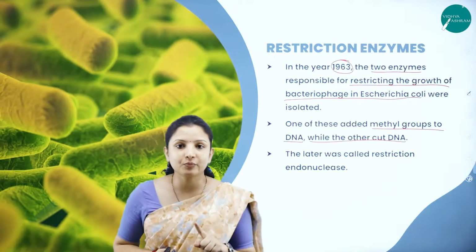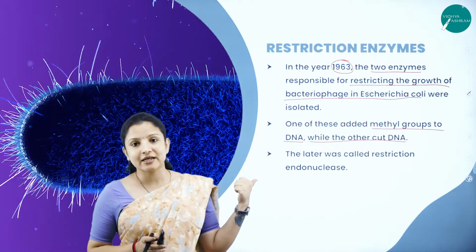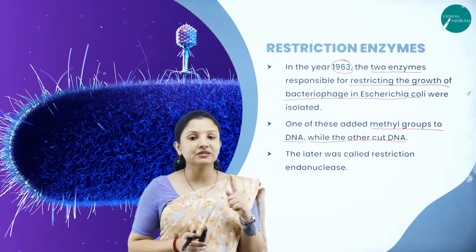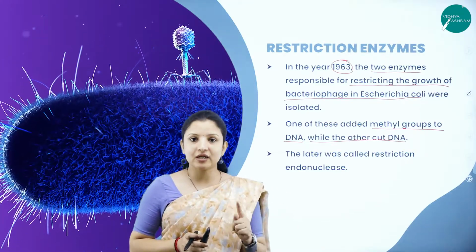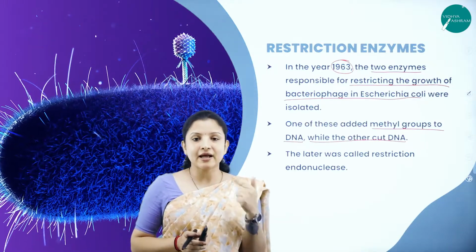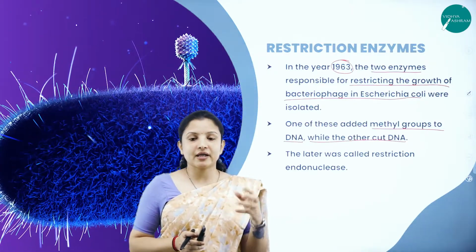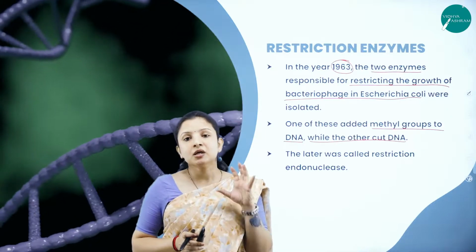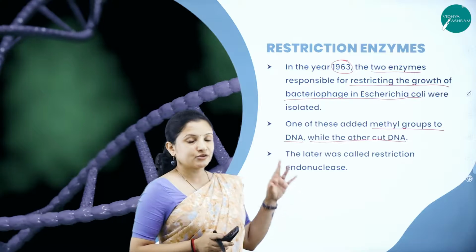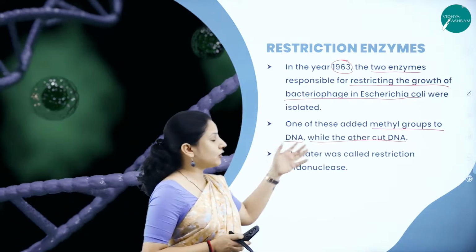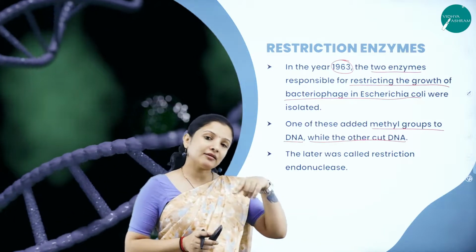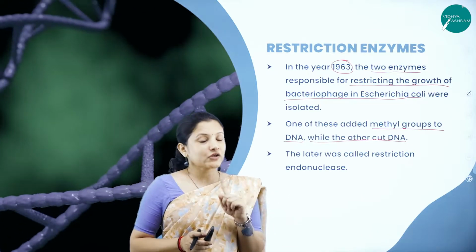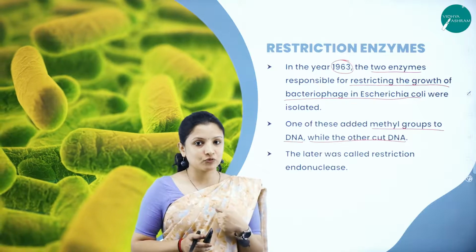Why should methyl group be added? Because you have already studied in the molecular basis of inheritance chapter, right? Methyl group is needed for capping. It is very, very important, because if mRNA has to become a mature mRNA, then the capping process has to occur. So during that time, the methyl group needs to get added. So methyl group is added by one of the restriction enzymes, and the other restriction enzyme's function is to cut the DNA.